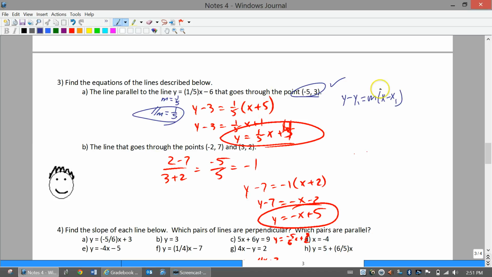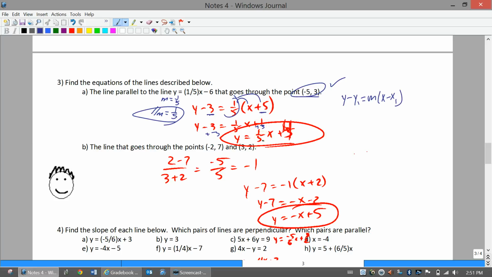the parallel slope, the slope that we're going to put in is 1/5, so we write that here, and our x coordinate goes there, our y coordinate goes there. It becomes positive 5 because it was a negative 5 there. It's x minus negative 5, and then we solve it for y by distributing first, and then we add 3, and we get y equals 1/5 x plus 4.